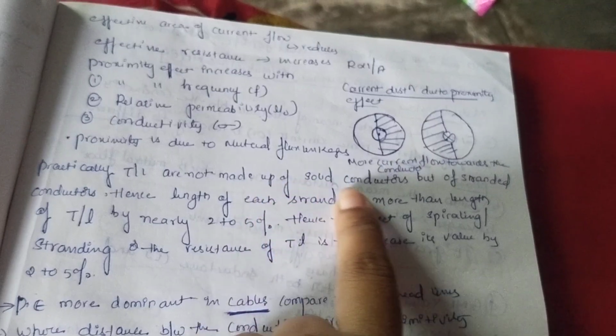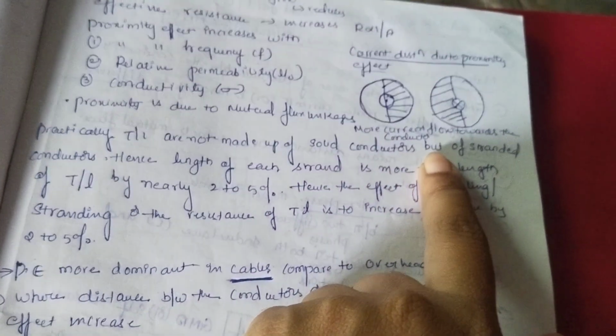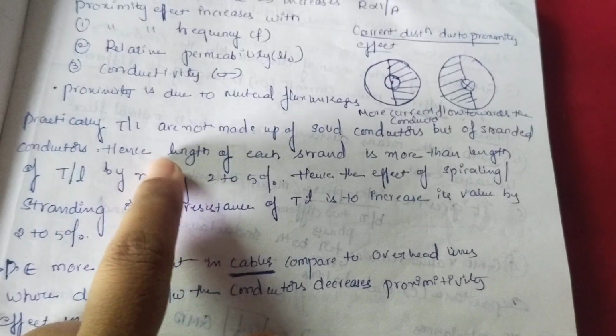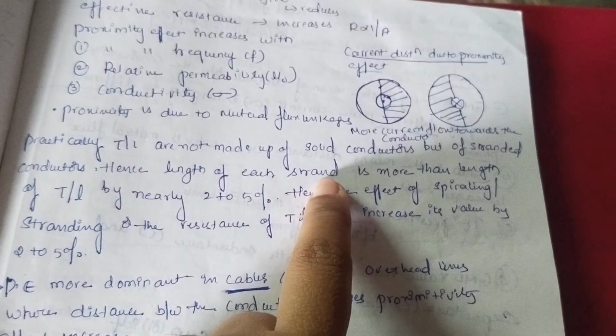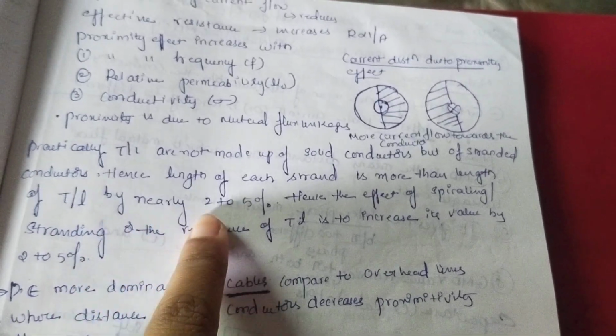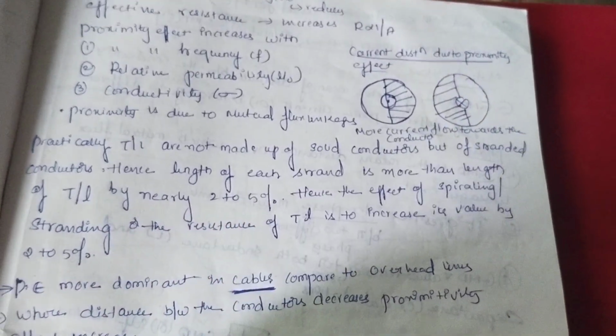Practically, transmission lines are not made up of solid conductors but of stranded conductors. Here, this thing we have to remember: the length of each strand is more than the length of the transmission line by 2 to 5%. Why?